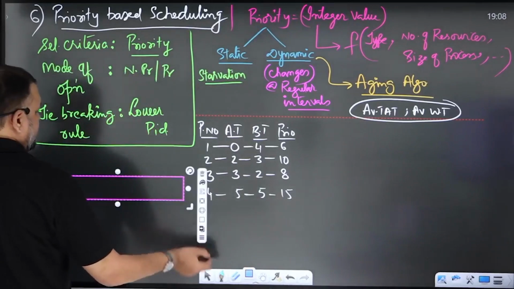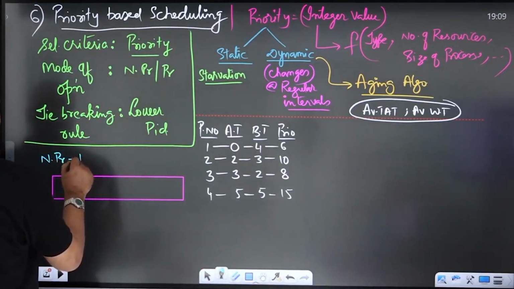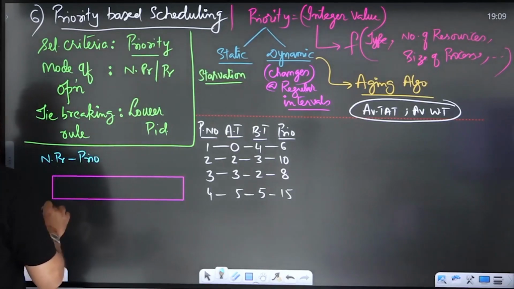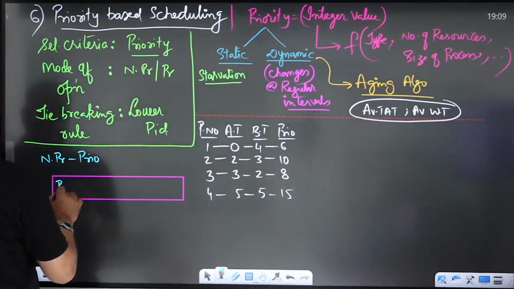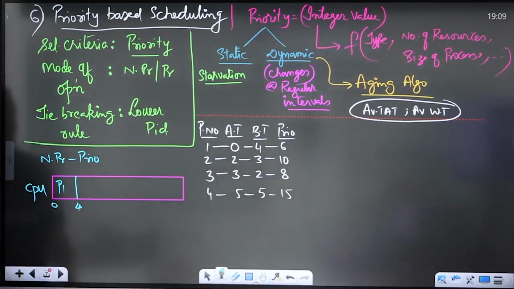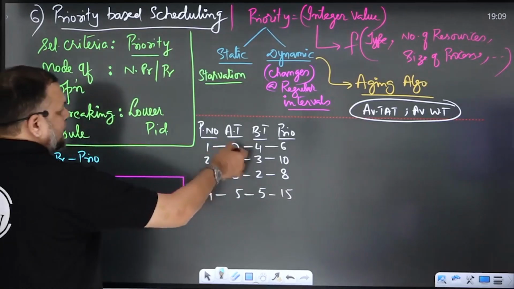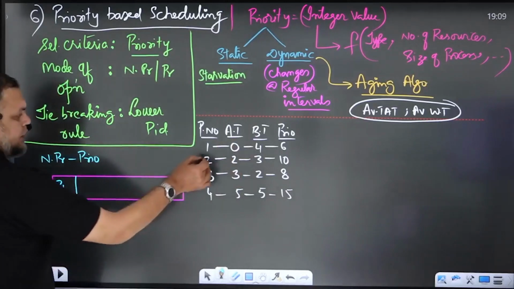Here I am drawing. So let's say non-preemptive priority, time 0. Only one process P1. Burst time 4 units, non-preemptive, completes at time 4. By time 4, if you observe, only P2 and P3 have arrived.